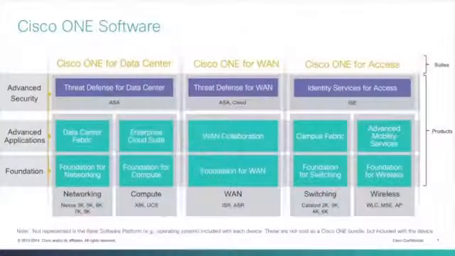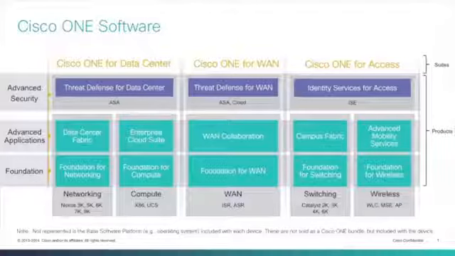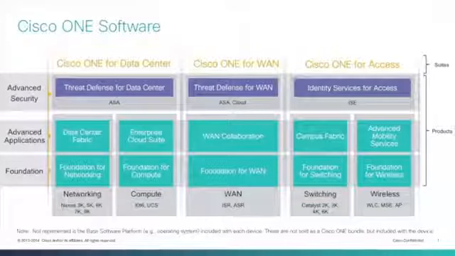So what does the Cisco One software map actually look like? Quite simply, we have 3 offers across each of our different domains. So when you think about the data center, the wide area network, and the access domains, within each of those, we will have a foundation offer, an advanced application offer, and an advanced security offer. So very quickly, what you can see is we've gone from having 10, 20, 100 different features to simply 3 offers for each domain.